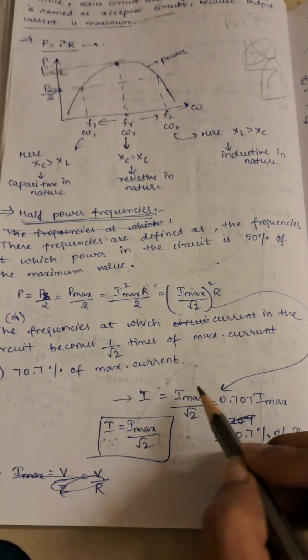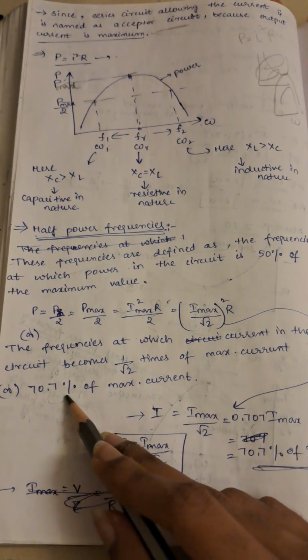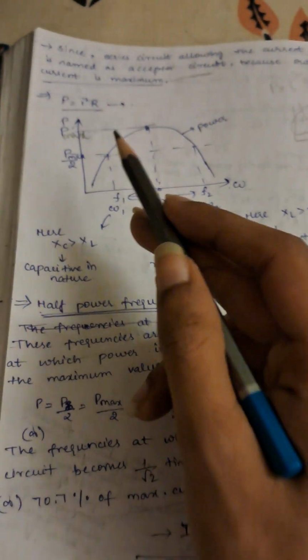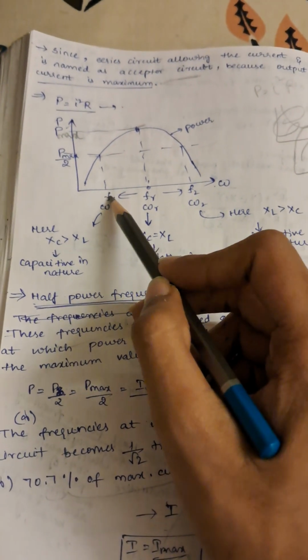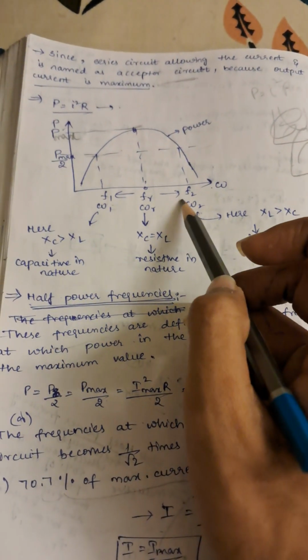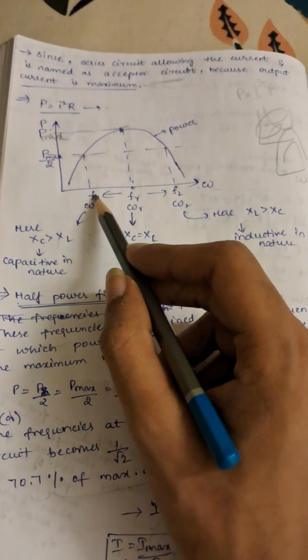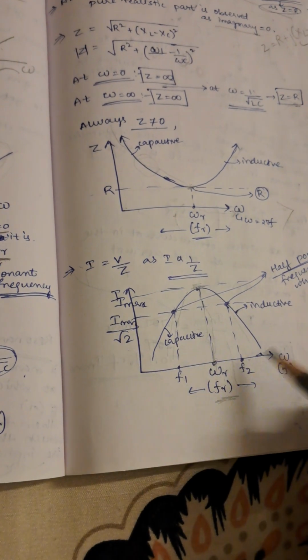So 1 by root 2 is 0.707, that's why the current will be 70.7% of maximum current. When power is half, 50% of maximum power, then that frequency is known as a half power frequency. You can also define it as the frequency at which the current will be 1 by root 2 times the maximum, or 70.7% of maximum, then it is half power frequency.